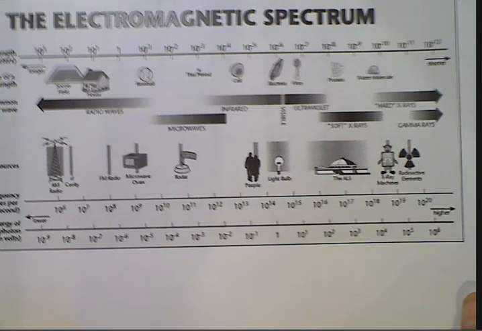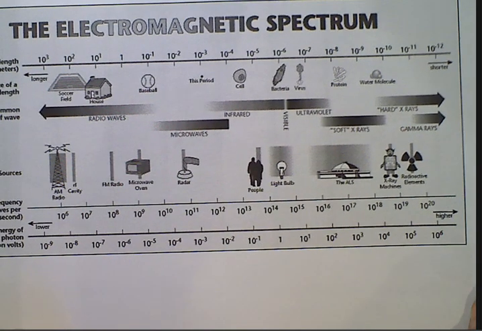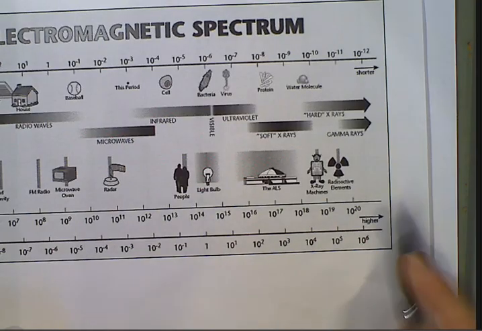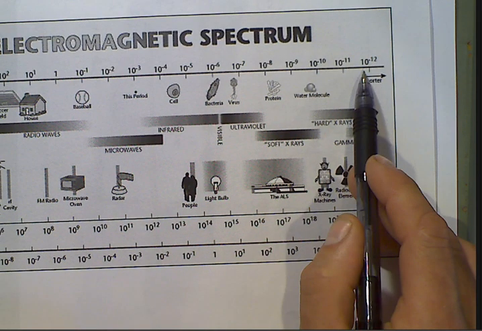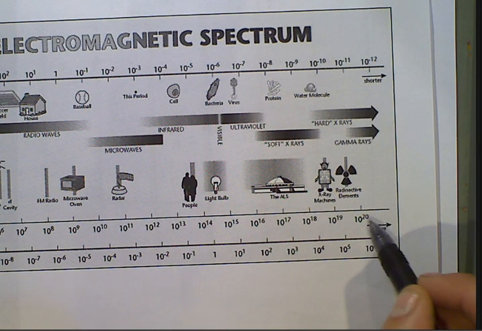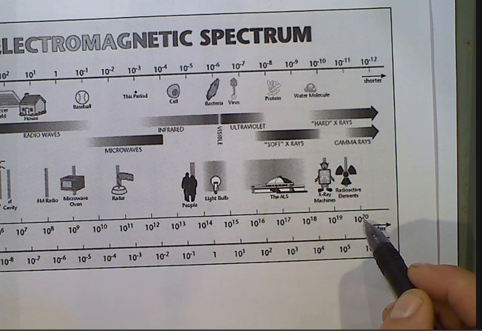So frequency is how many bumps pass a point in a second. Well, if a whole lot of bumps, 10 to the 20th, pass a wave in a second, that means that they're small, and so a lot of them pass. So the higher the frequency, the higher the energy.